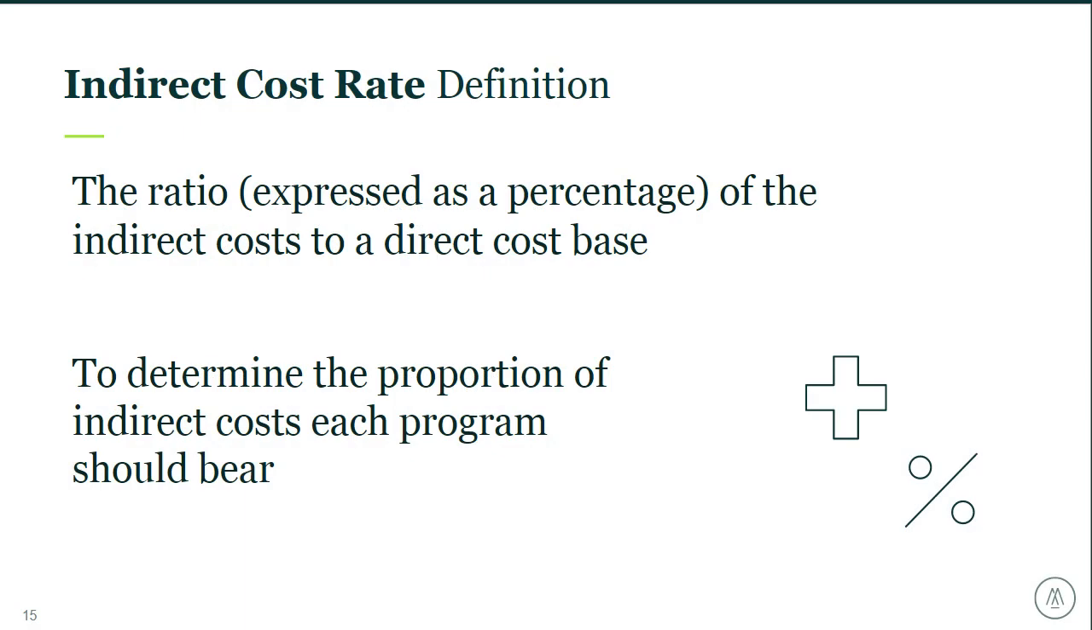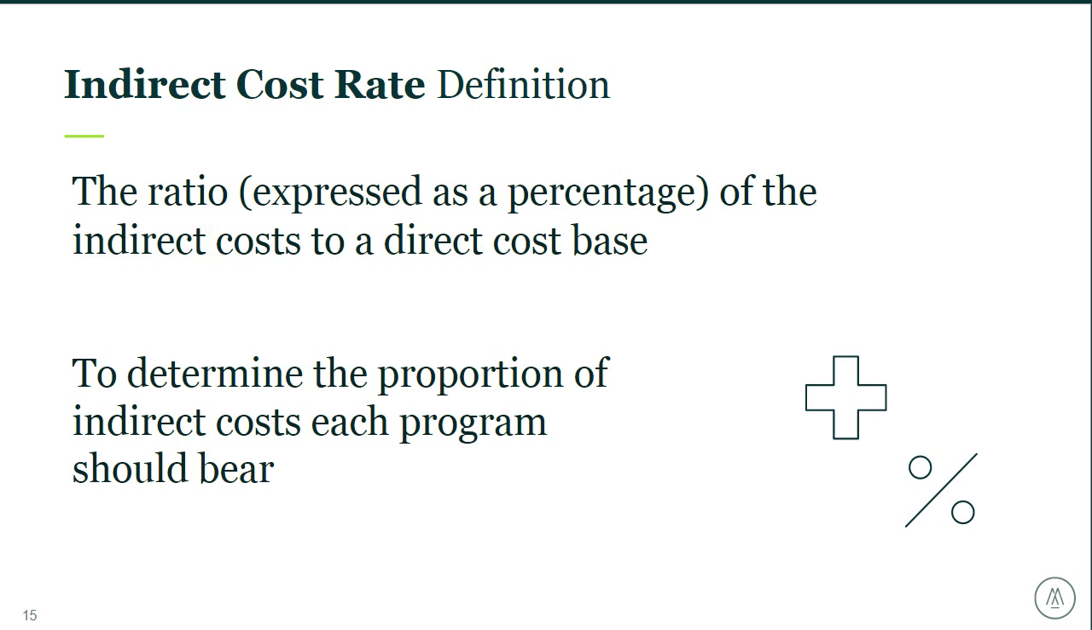So at the end of the day, we've got this indirect cost pool, these pooled overhead costs that we want to allocate to the rest of the tribe's programs. And we've got the base of programs that's receiving the benefit of these administrative and overhead services. So you end up with an indirect cost rate, which is really just a ratio expressed as a percentage: the indirect costs divided by the direct cost base equals some percentage, which is the proportion of indirect costs that each program should bear.